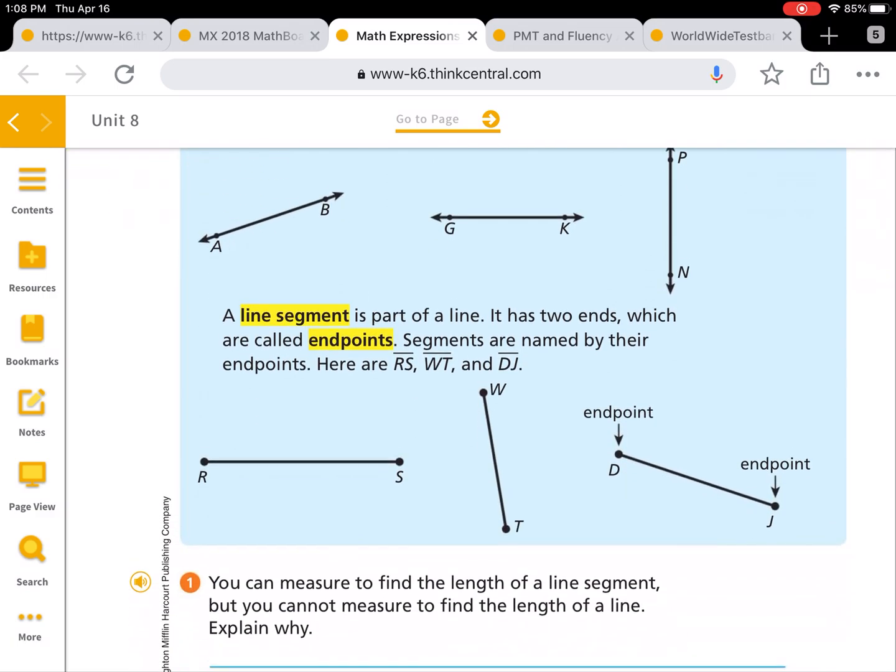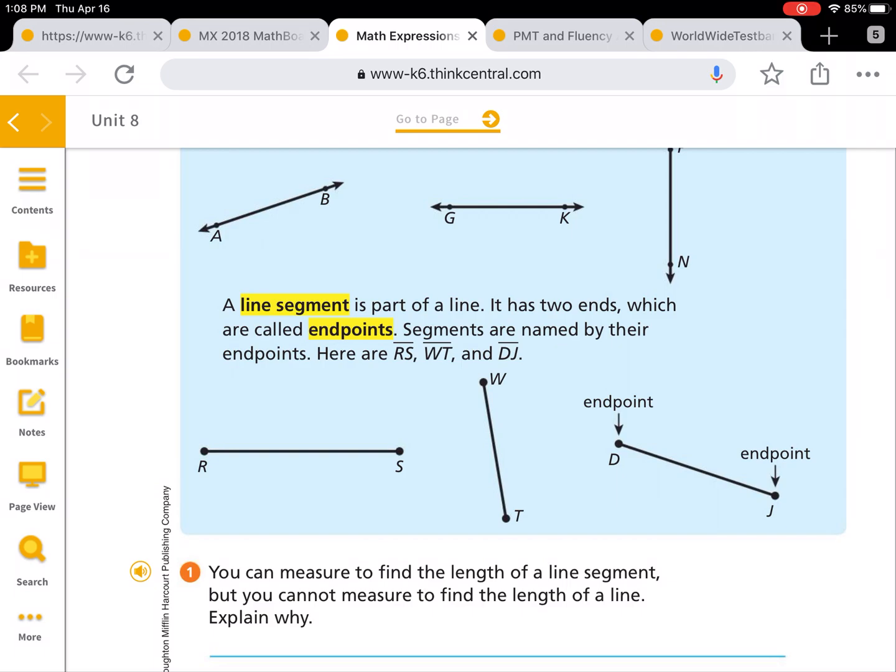A line segment, for example, RS, has 2 endpoints, and it stops on both ends. And you can measure these because they do end. You can't measure a line because it goes on forever in both directions.